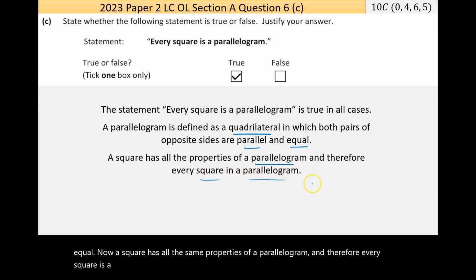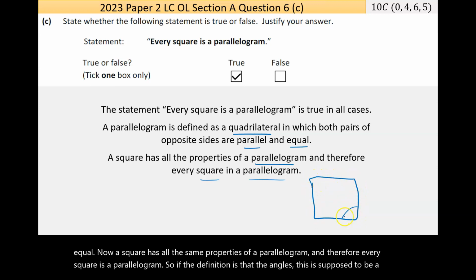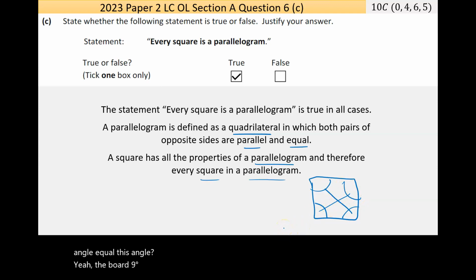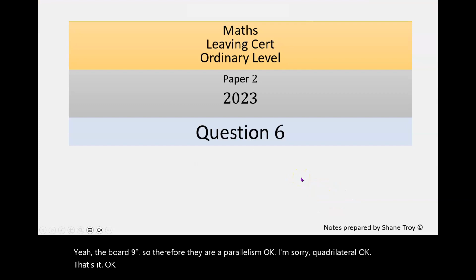So if the definition is that the angles, so this is supposed to be a square, does this angle equal this angle? Well, yeah, they're both 90 degrees, okay? Now, does this angle equal this angle? Yeah, they're both 90 degrees. So therefore they are a parallelogram, okay? Or sorry, quadrilateral, okay? That's it, okay? So that's the end of question 6.